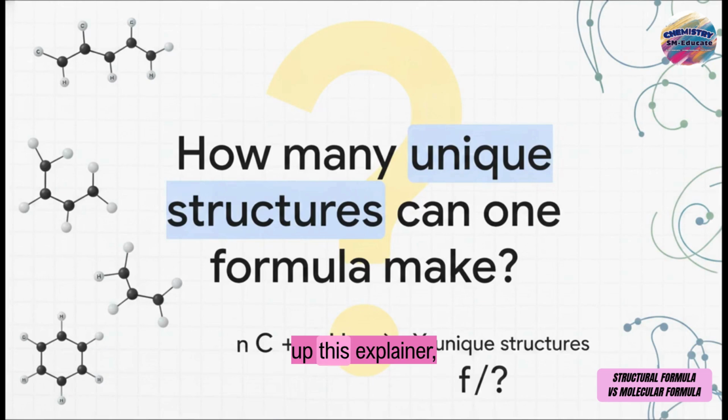As we wrap up this explainer, I want to leave you with this provocative thought. That crazy phenomenon of building different structures from the exact same ingredients, that's called isomerism. So think about this. As molecules get larger and start having dozens of carbons and hydrogens, how many totally unique chemical structures could you possibly create from just one single set of molecular ingredients? It's a massive chemical puzzle, and it's exactly what we're going to decode next time.